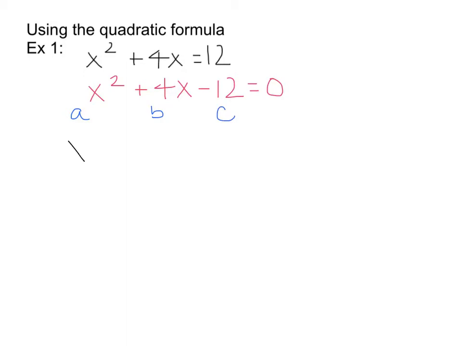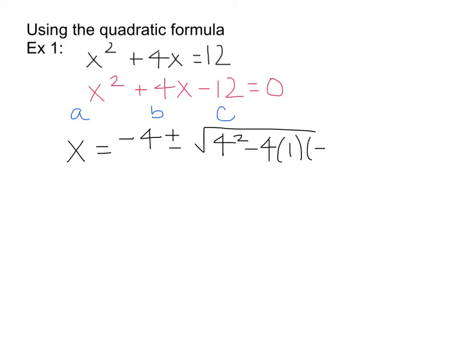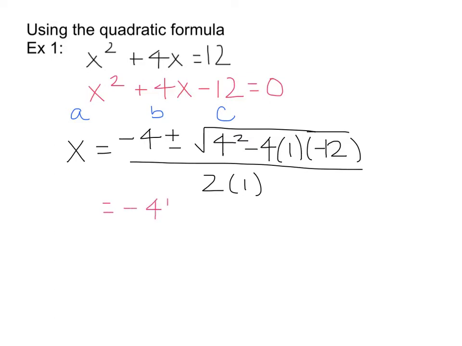So x equals negative b, so negative 4, plus or minus the square root of b squared, so 4 squared, minus 4 times 1 times c, which is negative 12, divided by 2 times a, which is 1. So you have to make sure that you show me the setup, and then after that, if you can go straight to the final answer, that's fine with me, but definitely show me that you know how to plug in all of your values.